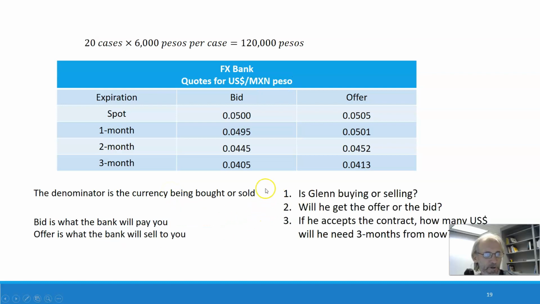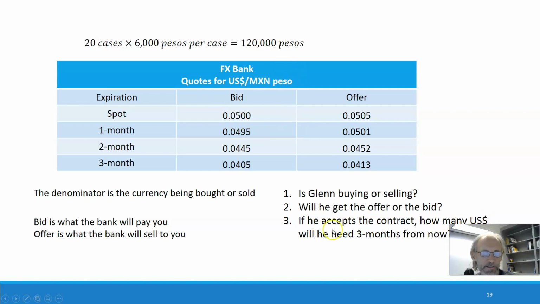So that's how that works. And in this case, is Glenn buying or selling? Well, Glenn has to pay in pesos, but his profits are in dollars. He's a company based in the United States, so he's going to have dollars, take them to the bank, and want to buy pesos. So will he get the offer or the bid? In this case, you get the offer because you're buying the pesos, which are in the denominator.